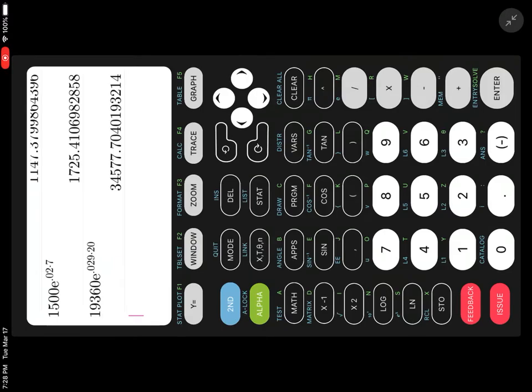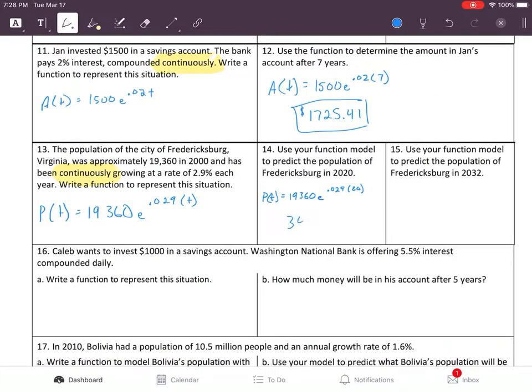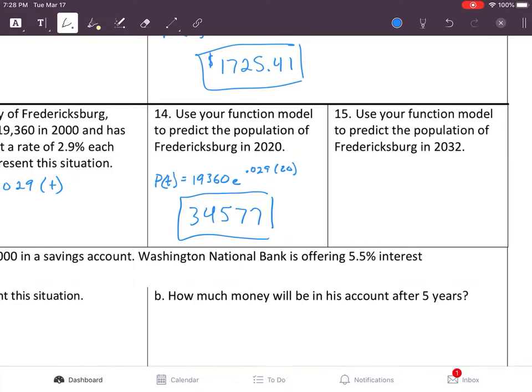So we have 34,577. Now, for the decimal, because you can't have 0.7 people, we're going to cut off that part. I'm going to round down. It's going to be just 34,577. Technically, you really can't have a decimal of people. 0.7 of a person would be, I don't know what, an arm off or something. So let's not do that.